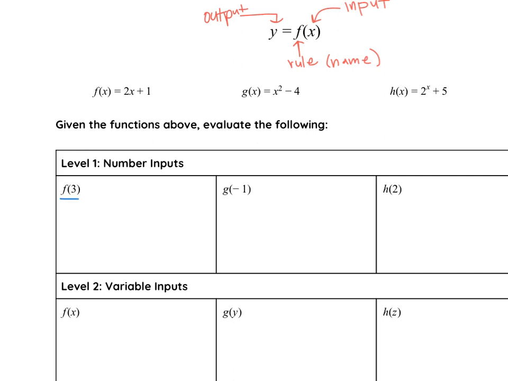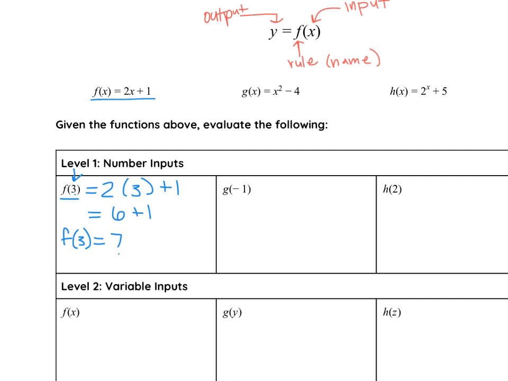This is called f of 3. F of 3 just means instead of writing x, I'm going to write 3. Well, this is f of x, so that ends up being 2 times 3 plus 1, which is 6 plus 1, which is 7. So my input was 3, my output is 7. So we could say that f of 3 is equal to 7. The x value is 3, the y value is 7.